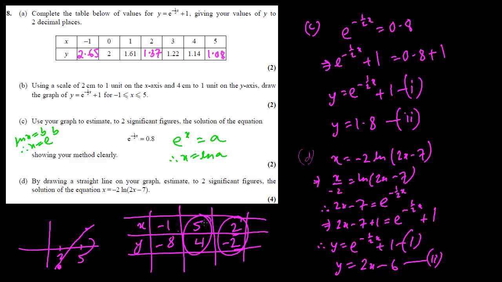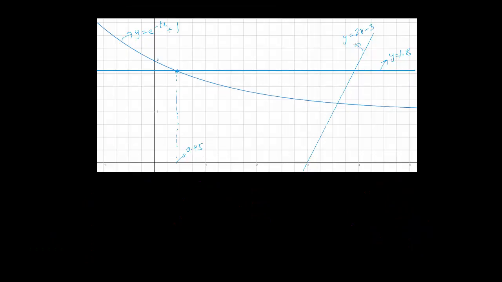This has to be shown in the exam. After we plot the line, this is going to be the line y equals 2x minus 6. So the intersection is over here, and it looks like above 3.5, maybe 3.6 or 3.7. So this is the intersection.